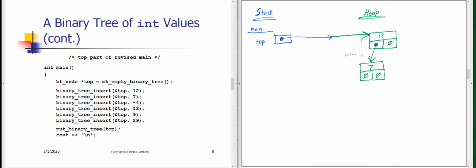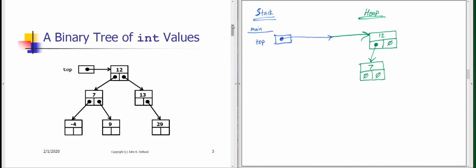the -4 will go to the left of the 7, the 13 will go to the right of the 12, the 9 will go to the right of the 7, and the 29 will end up going to the right of the 13. And so that will get us eventually to the diagram that we started out with here.